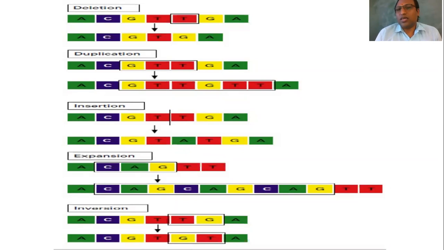Insertion mutation: if you are adding one more base in between, the size may differ. Also, the properties can differ, because a new amino acid can be synthesized, and due to that also the changes can occur. Expansion is like a combination of this itself, like a duplication multiple times. So it becomes a very huge sequence. Since the length has increased, there can be disease or some deformities or some changes. Then inversion: in place of TG, it has become GT. So the property actually changes here.